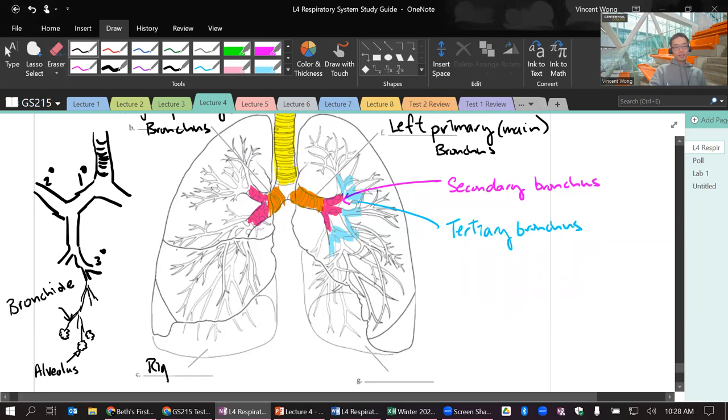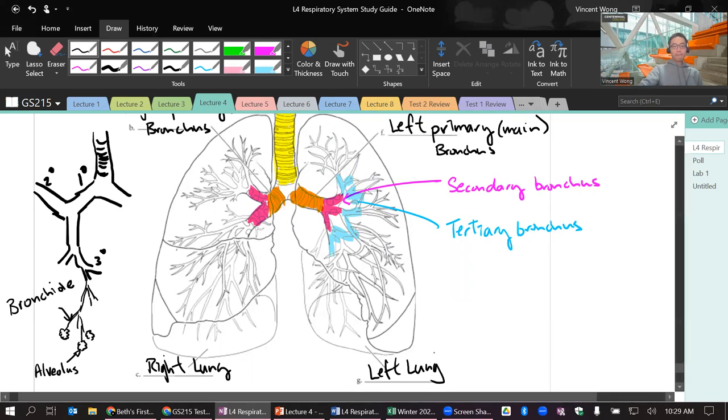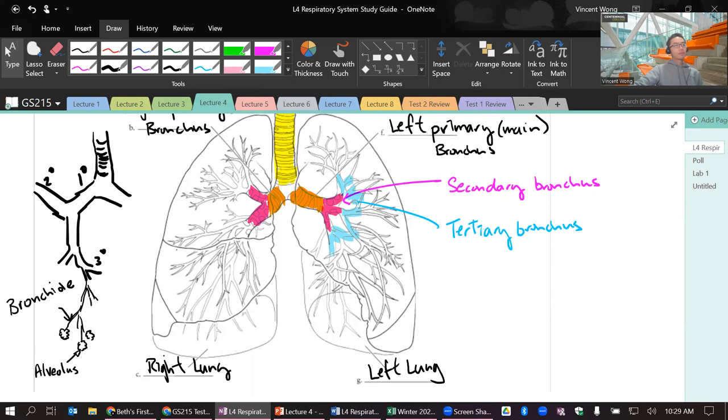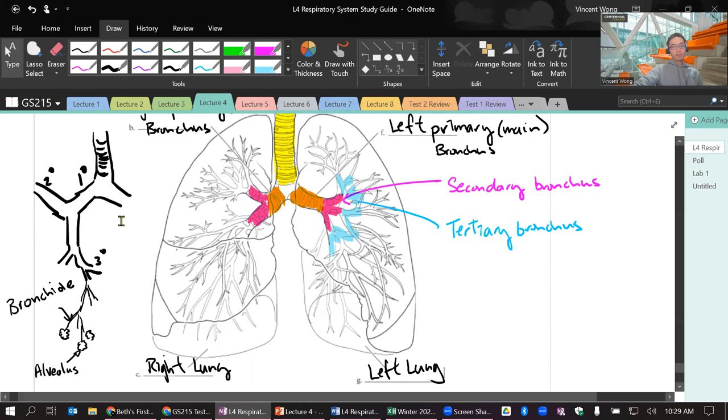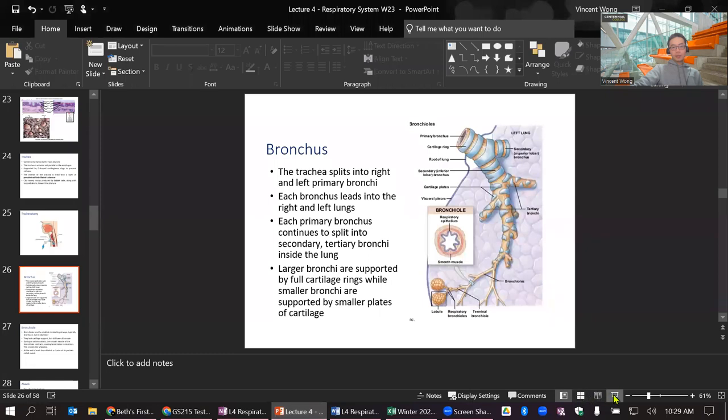Okay, this is just the right lung and the left lung. Any question? I hope that makes sense. So that's what this picture shows.